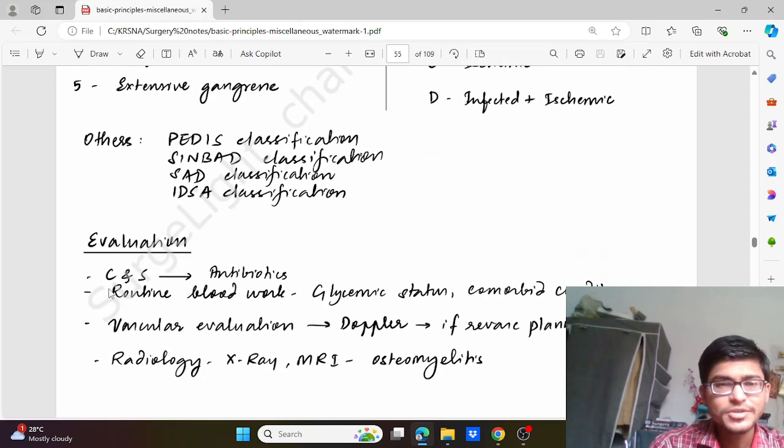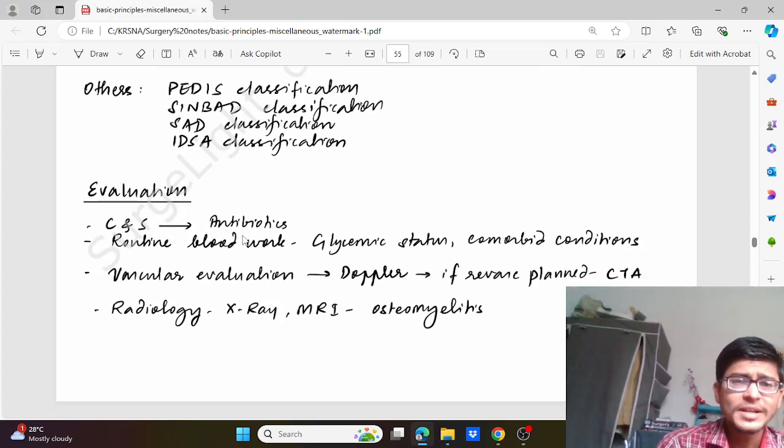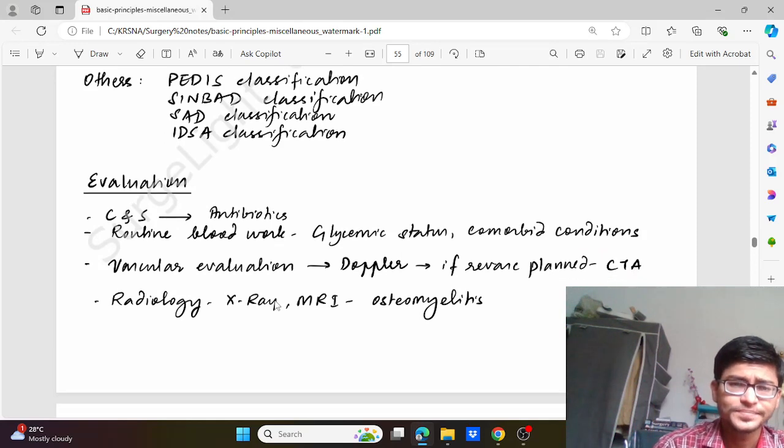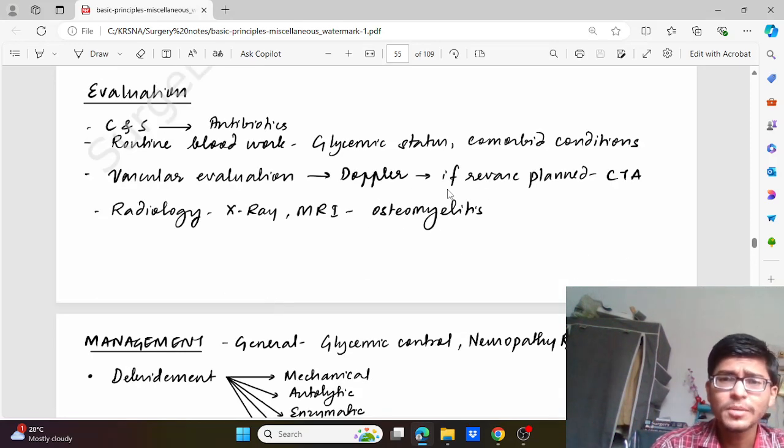How do we evaluate these ulcers, diabetic foot ulcers? First is culture and sensitivity, which helps us decide the best antibiotic. Routine blood workup in the form of blood sugar control, glycemic index, etc., and comorbid conditions. Vascular evaluation in the form of Doppler. If needed, we go for CT angio also. Radiology: X-ray and CT scan for osteomyelitis and MRI for marrow involvement.